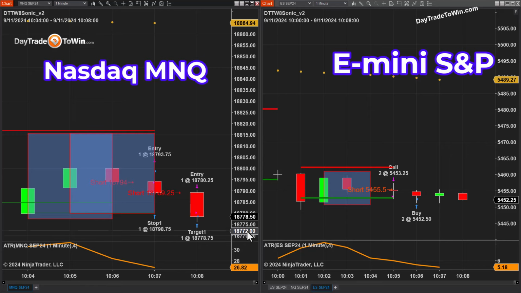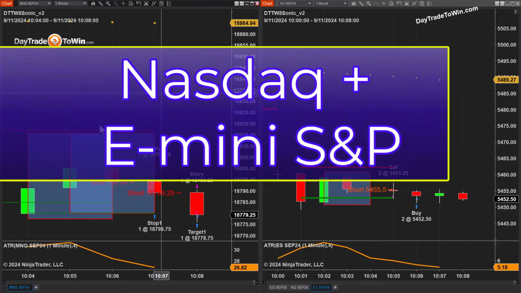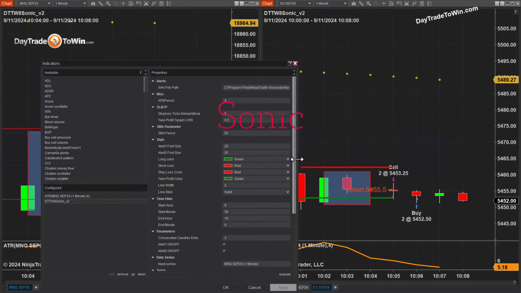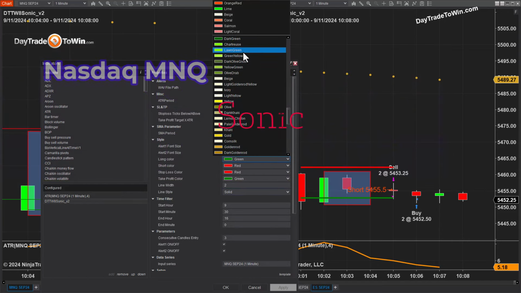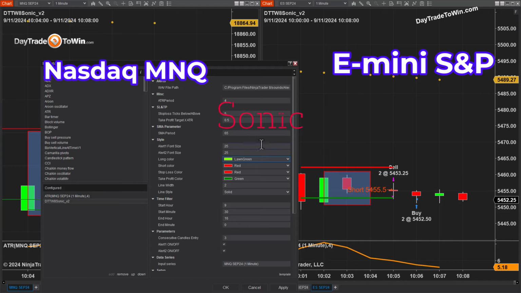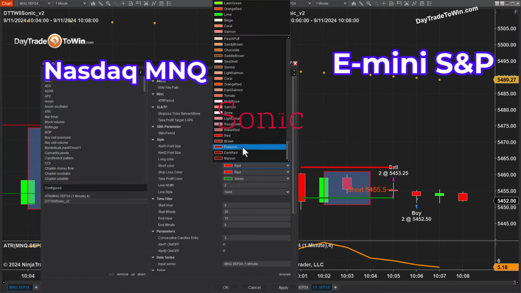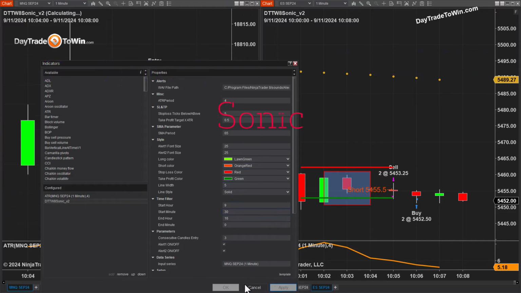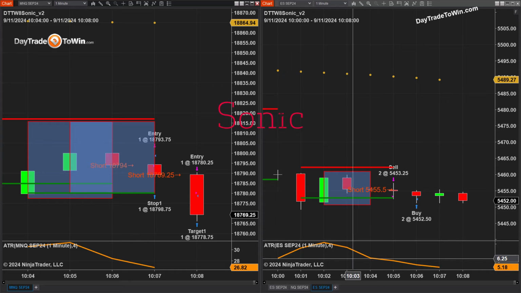I'm going to show you side by side the Nasdaq as well as the Emini SP, trading them both at the same time using the Sonic trading system. Now for those of you who have the Sonic trading system, there is an update where you can modify the colors for the targets, the stops, and also how thick you want the line. Just a few extras that we've thrown in there.